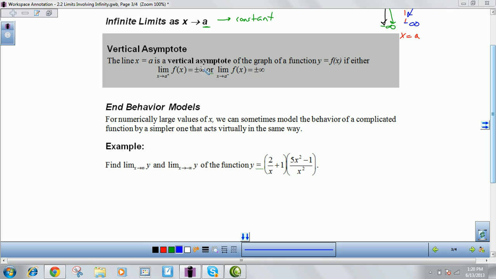So here's your definition in terms of a limit. Just be familiar with that in terms of a limit of a vertical asymptote. And again, equations for vertical asymptotes are x equals. So don't just write a value, write an equation. Look at this first one.